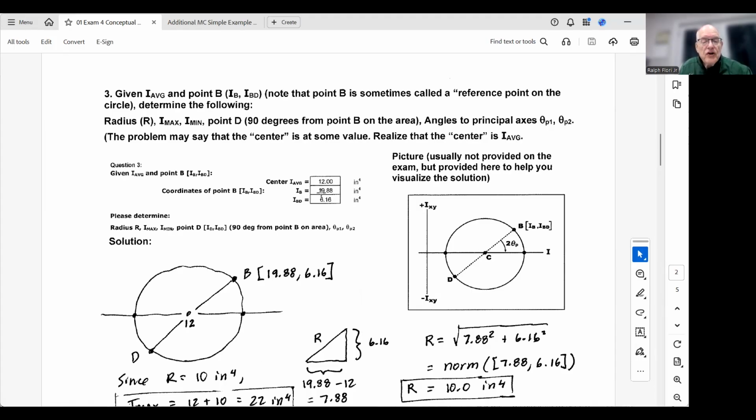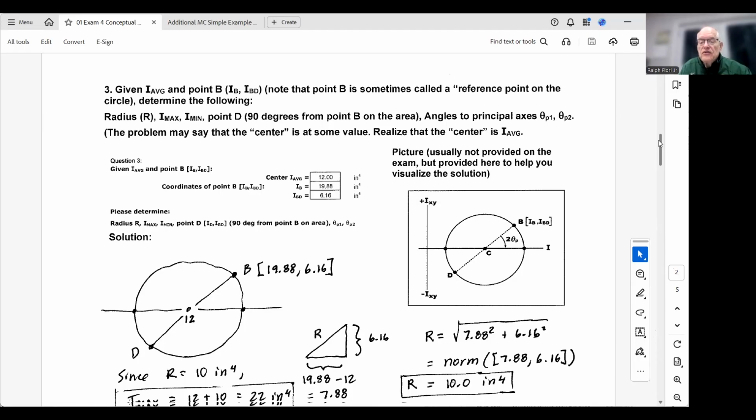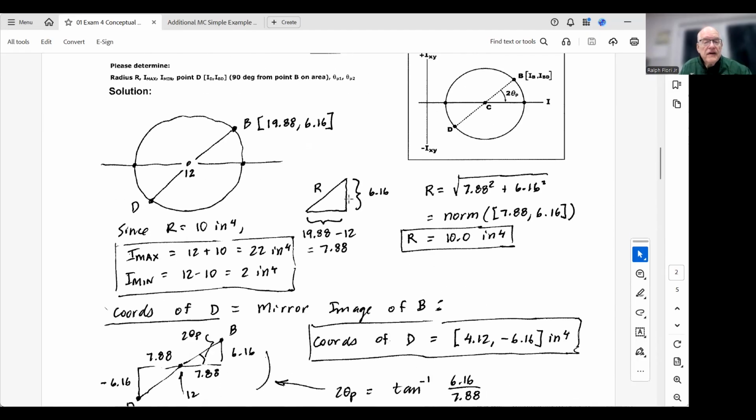If the product of inertia is positive, then it plots above the horizontal axis. If it is negative, then it plots below the horizontal axis. So this basically gives us a center. It gives us the B moment of inertia, which is the horizontal coordinate, and then the B product of inertia, which is the vertical coordinate. Once you have those, that gives you enough information to draw the triangle.